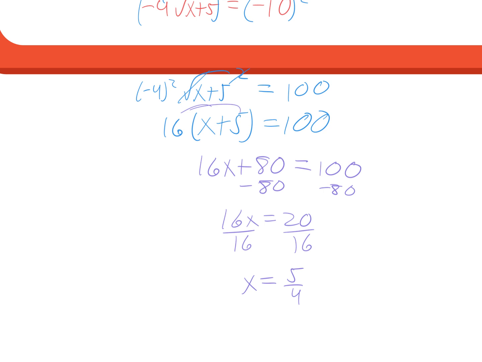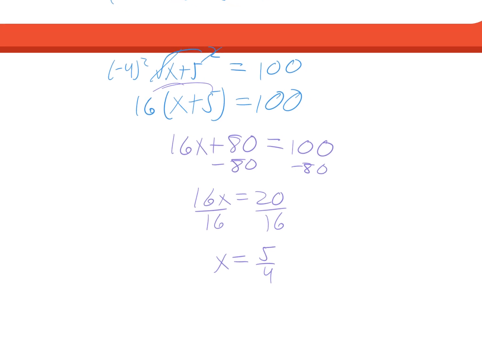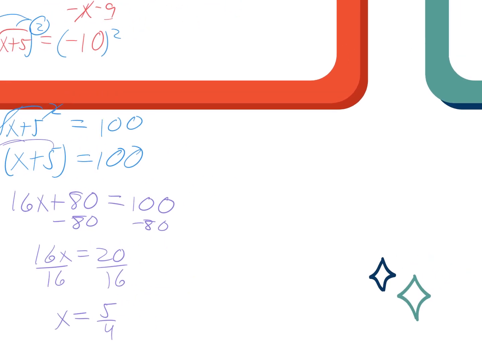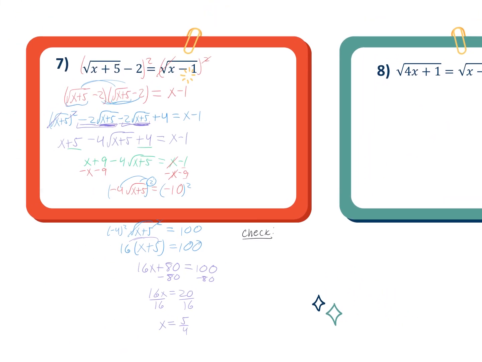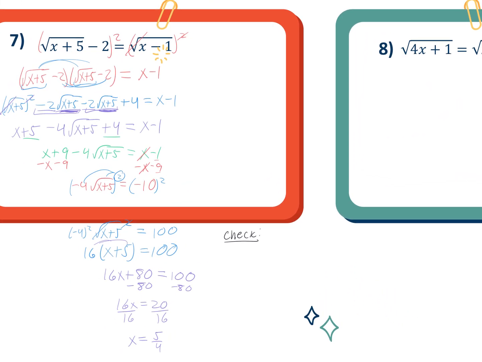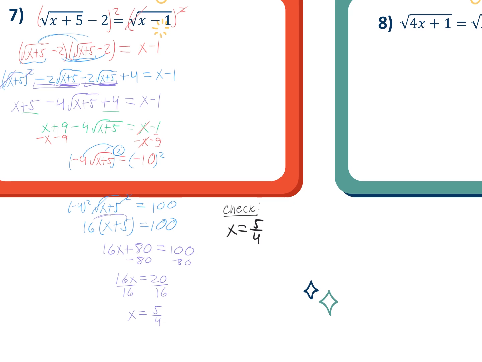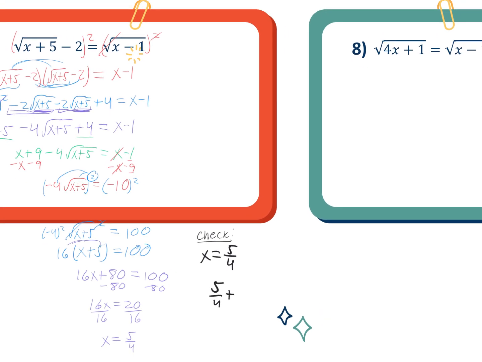Right, so we get x equals 5/4 as one answer. We get only one answer here. And again, as always, check your answers. So let's check right here. All right, now I know what you're thinking. It's a fraction. Oh boy. How are we going to check a fraction? Same thing as always, right? Just plug in 5/4 everywhere that you see an x.